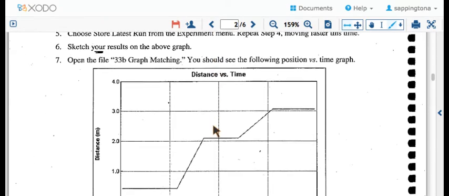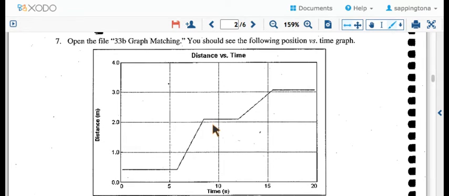Then you're going to go to 33B graph matching. You will see the following position versus time graph. Notice distance is on the y-axis here and time is on the x. You are going to try and match this by either standing still, moving toward, or moving away from the detector. Maybe on the first try, it's not anywhere close. That's fine. Repeat it as many times as you need until the data it takes somewhat approaches the line that's on the graph.